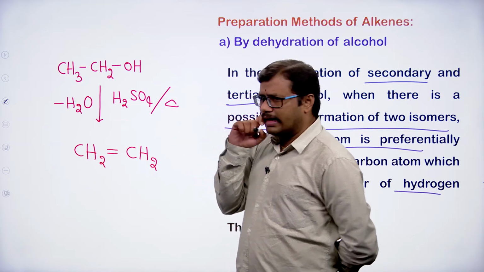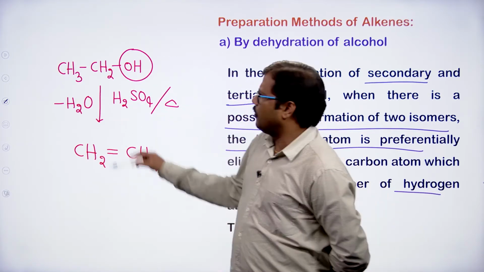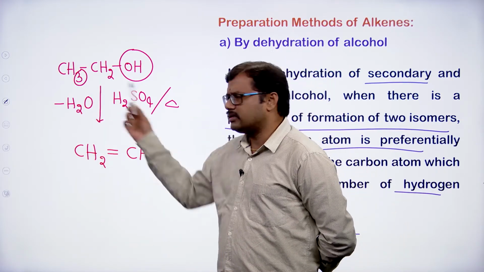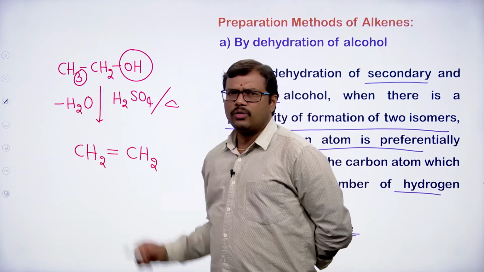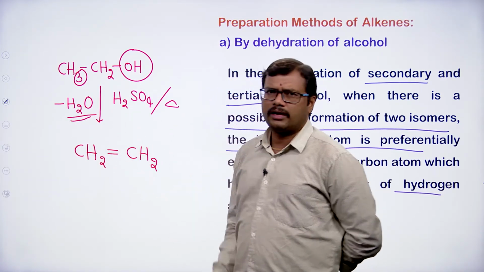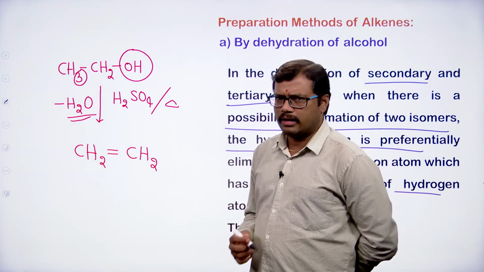So here what is happening: OH is removed from one carbon atom and one hydrogen is removed from the other carbon atom, and thereby water is lost in the process. One carbon loses the OH, the other carbon loses the hydrogen, and thereby water is lost in the reaction and we get an alkene as a product.